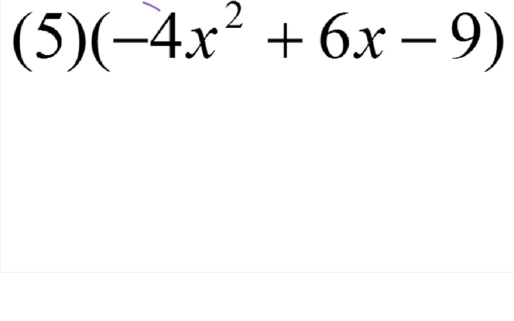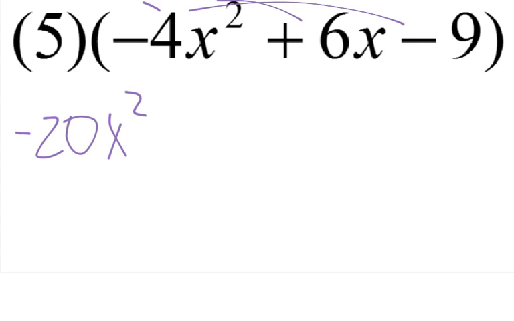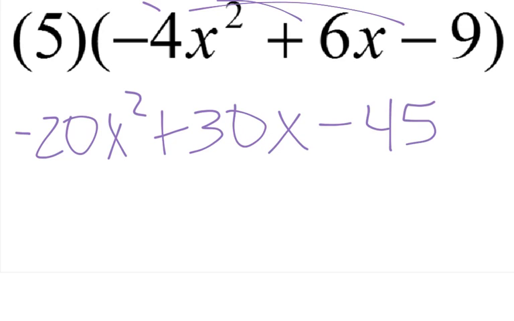You're distributing your 5 to everything on this one. 5 times negative 4x squared is negative 20x squared. 5 times 6x is plus 30x. And 5 times negative 9 is minus 45, and that is your answer.